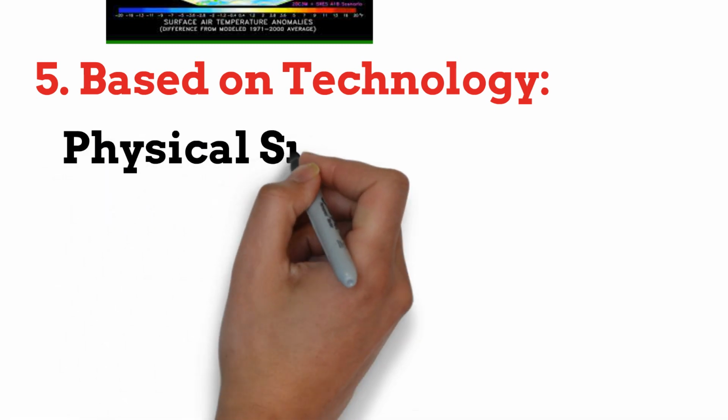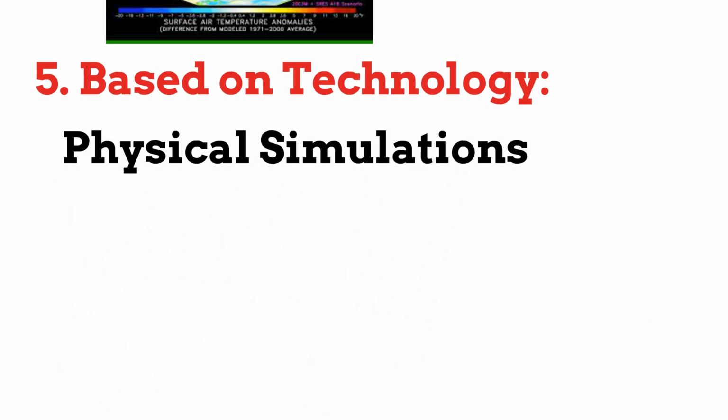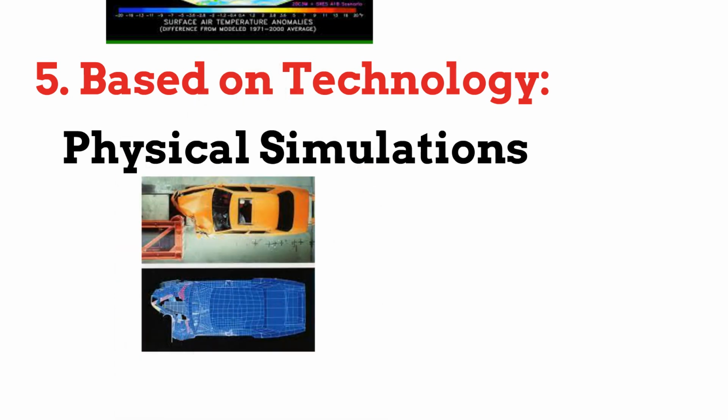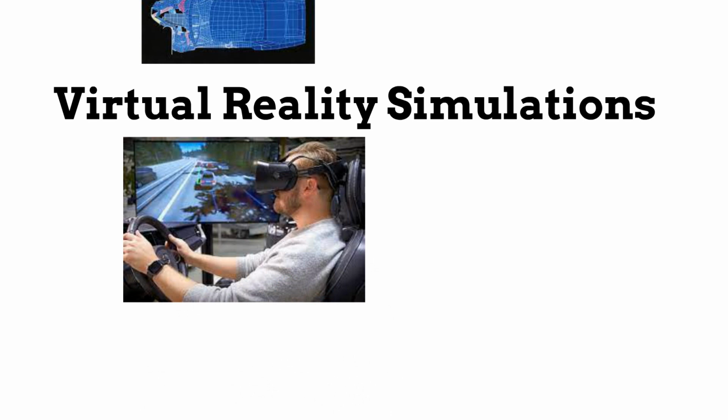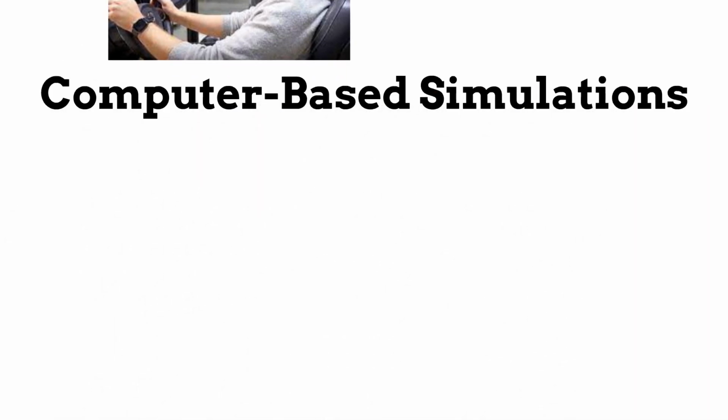Physical simulations. They use physical models or prototypes to replicate real-world phenomena. For example, conducting crash tests using physical crash test dummies to evaluate vehicle safety. Virtual reality or VR simulations. They create immersive digital environments that users can interact with using VR technology. For example, virtual reality games and simulations that immerse users in digital environments for entertainment or training. Computer-based simulations. They run on standard computers or servers and are often used in research, training, and decision support.